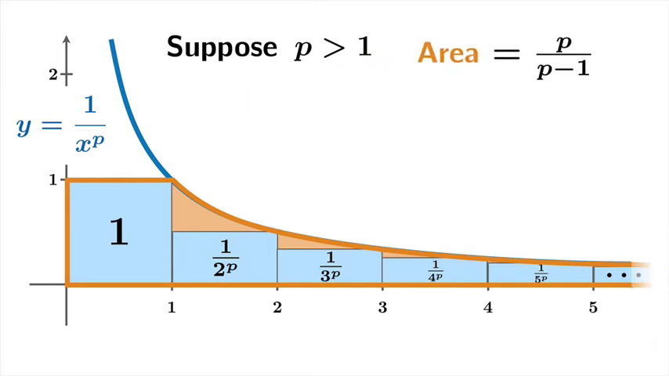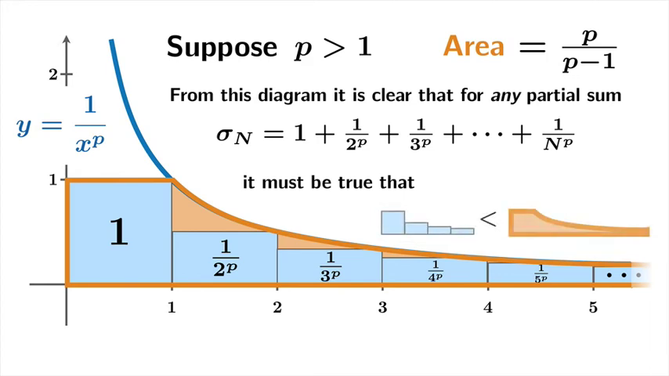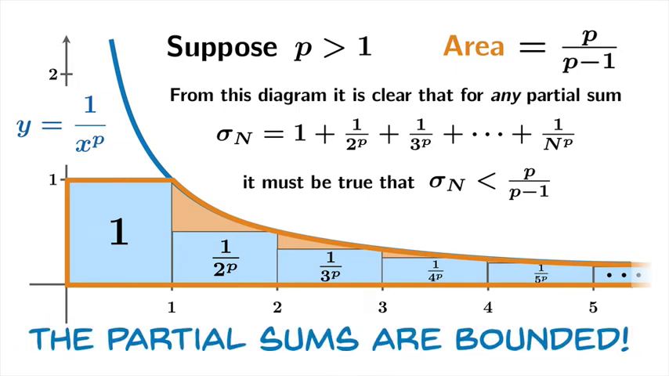So let's put that off to the side and put back in the boxes that represent the terms of the p-series. Now from this diagram, it is clear that for any partial sum, so if you add together any finite collection of these boxes, it must be true that the area of the boxes has to be less than this infinitely wide area that we just calculated. In other words, sigma n has to be smaller than p over p minus 1. But that's true no matter what n you choose. And what that means is that the sequence of partial sums is bounded.